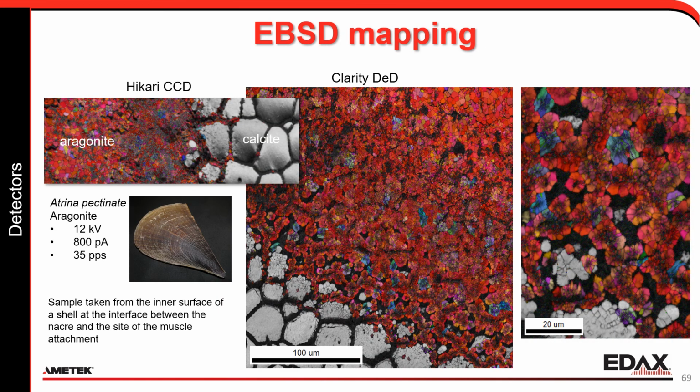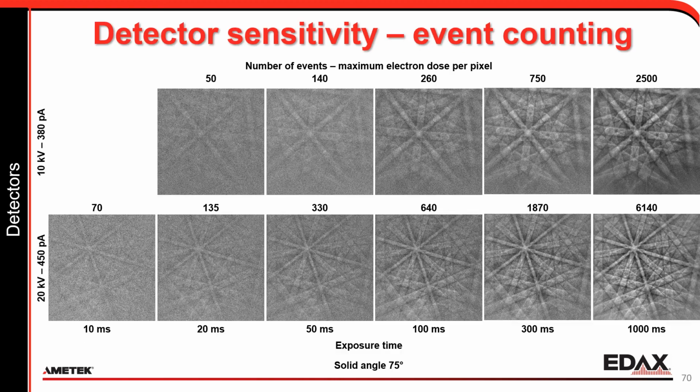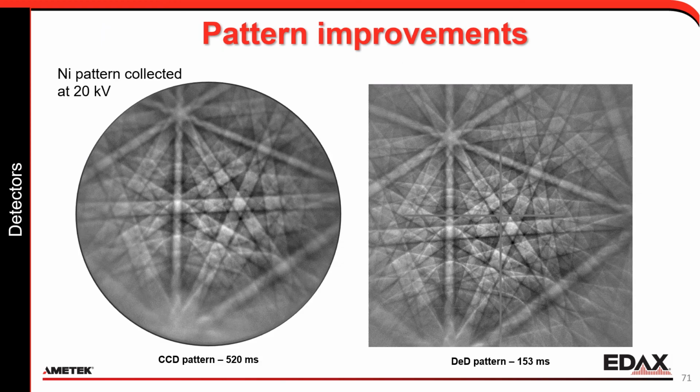So here's an example on a seashell. You can see it right here. The results from our new Clarity detector. Very beautiful results at 12 kV, 800 picoamps, not something we could do with the CCD detector. And you can see the kind of detail we can get in that region that we had a tough time indexing with our standard CCD detector. And in this, we are really counting electrons instead of just picking up intensities. And you can see the detail it gives us compared to our CCD detectors.